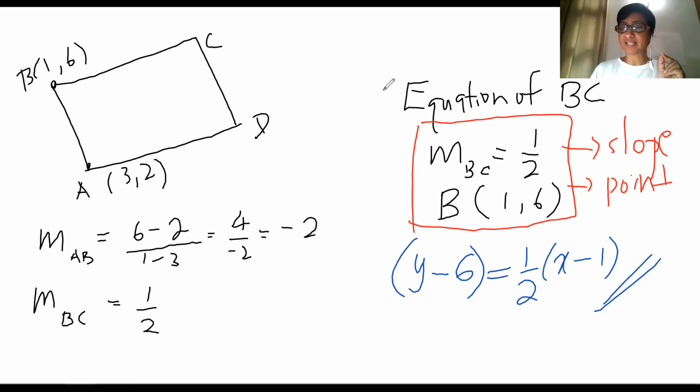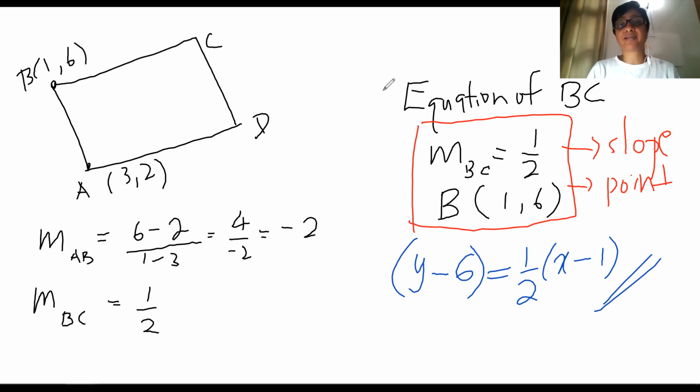Can you all remember this next time? In instances when you have the slope and a point on the line and you have to write the equation, you use the point slope form. Okay? So this is the way you should have done it.